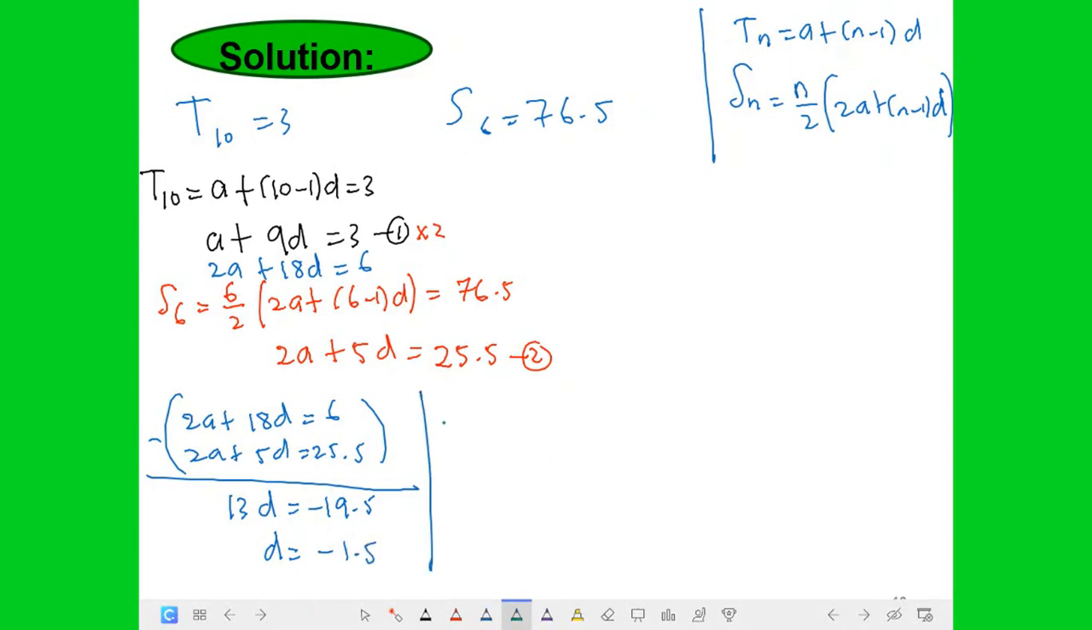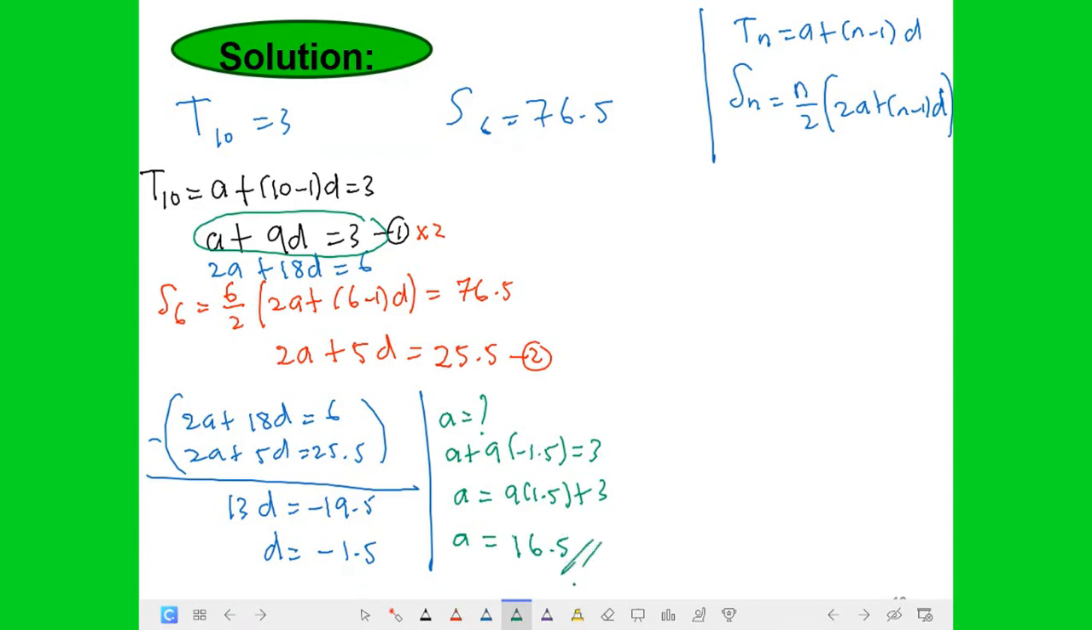And d, sorry, a. Try to find: a plus 9 times negative 1.5 is equal to 3. Find a. a equals 3 plus 13.5, which is 33 over 2, which is 16.5. Okay. What does it ask for? Find a and d. Settle. First part settled.